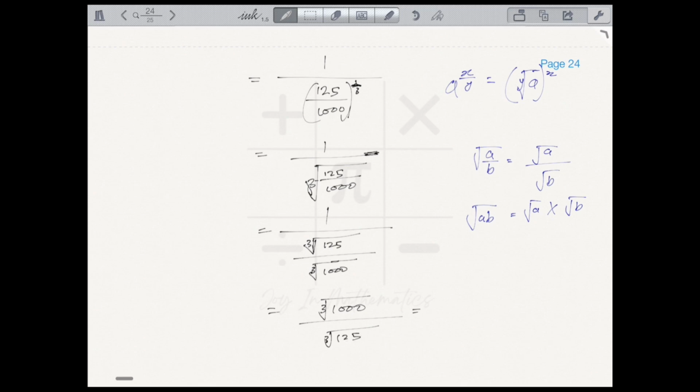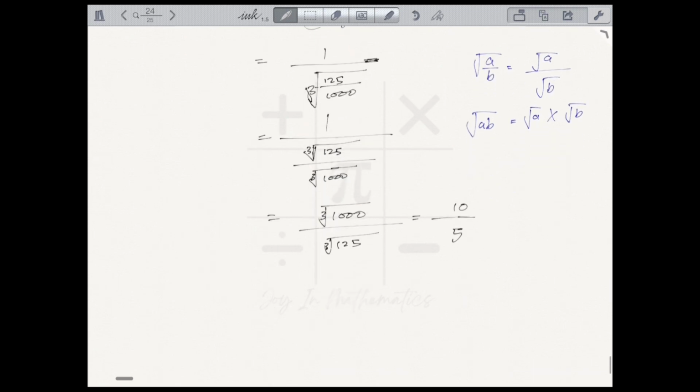Now the cube root of 1000 is 10 because 10 times 10 times 10 is 1000. So the numerator is 10, and the cube root of 125 is 5 because 5 multiplied by 5 multiplied by 5 will give us 125. So this will lead us to the answer 2.